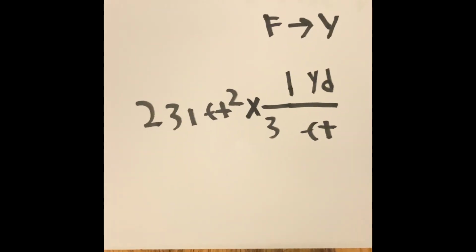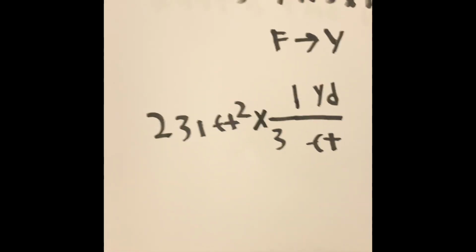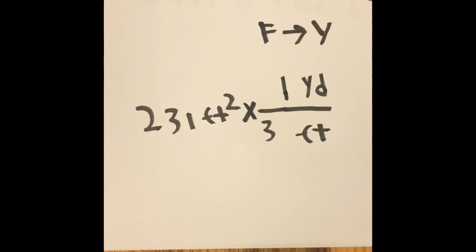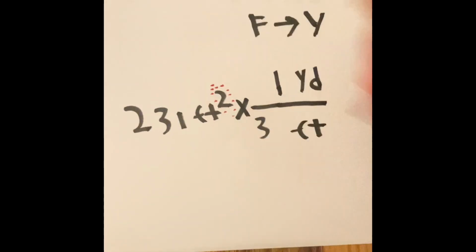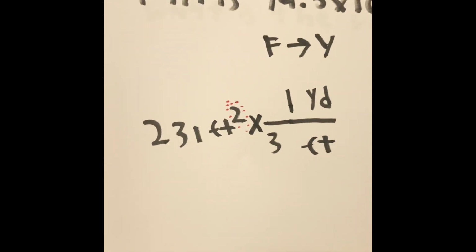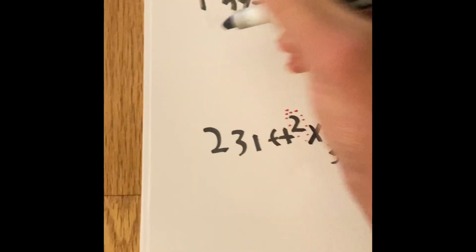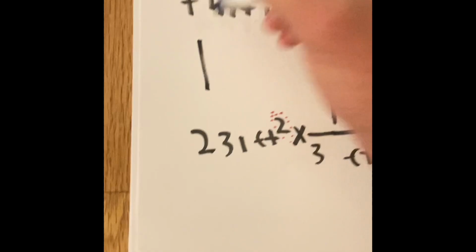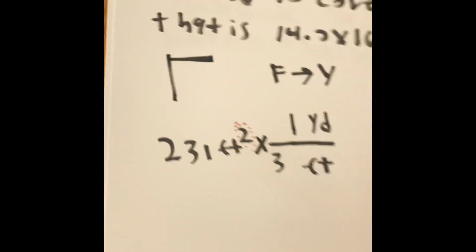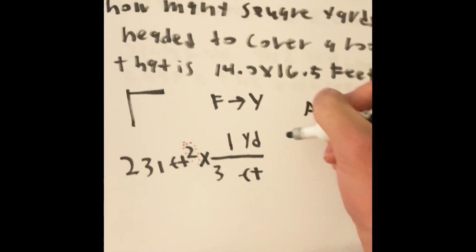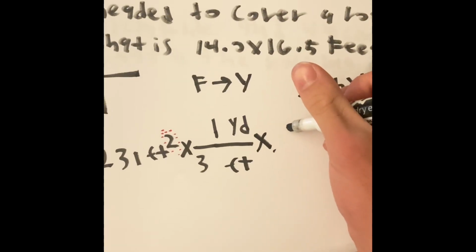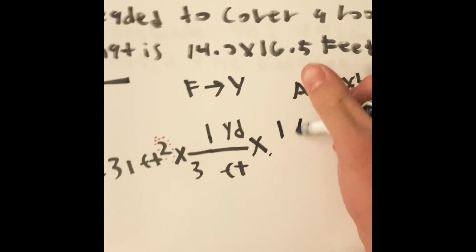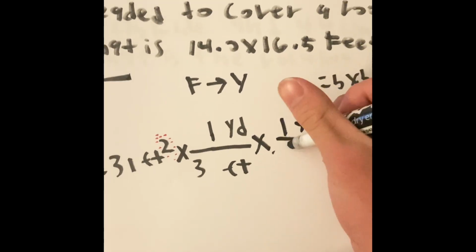We did it once. However, don't you notice the number right here, the number 2? That tells you that there is another dimension. We only found one dimension. Now we have to find the other dimension. So we have to do the entire process again. We have to multiply that by 1 yard and divide by 3 feet.